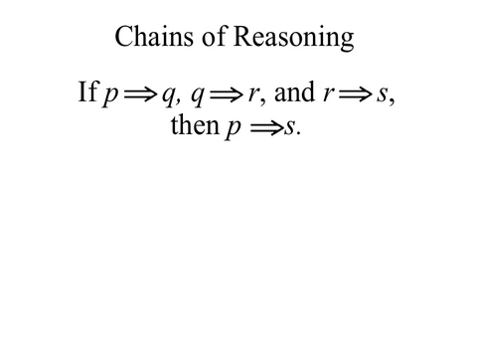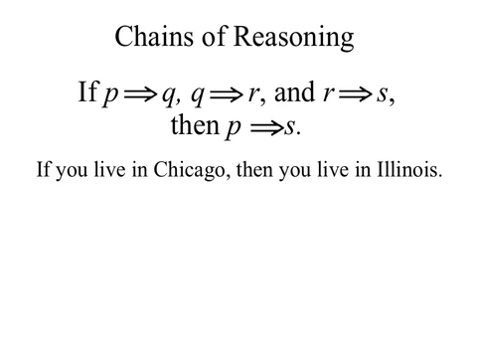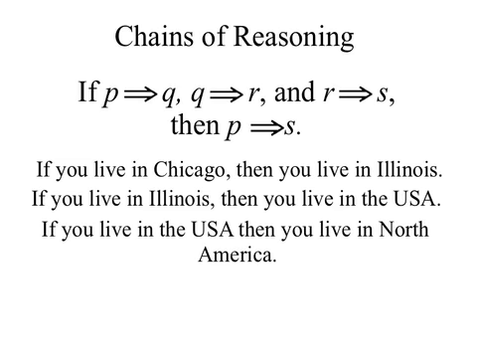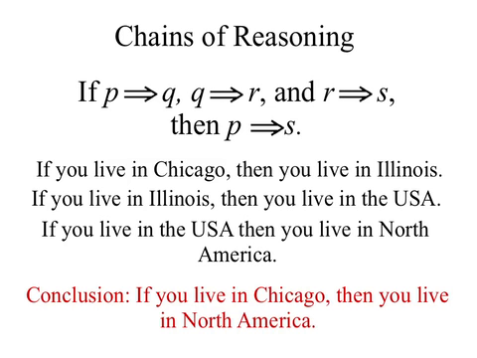And we can even take it one more step. If P, then Q, if Q, then R, and if R, then S, then if P, then S. And an example: if you live in Chicago, then you live in Illinois. If you live in Illinois, then you live in the United States. If you live in the United States, then you live in North America. Our conclusion is, if you live in Chicago, then you live in North America.